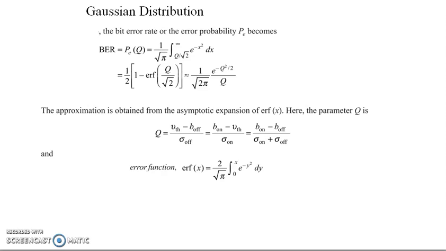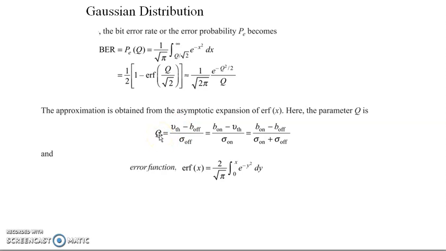Next, the probability of error in terms of the Q factor we can obtain, or we can say the BER in terms of the error function. So we are getting the equations in terms of the error function for this probability of error and the Q factor there.